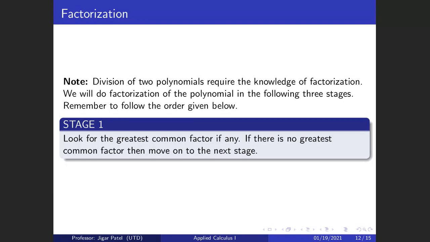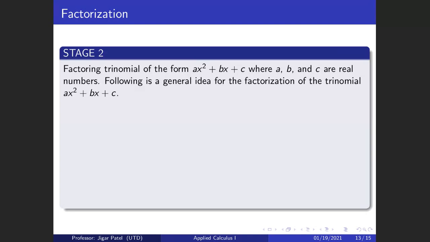All right. Stage number two, this is the special one and the one that you will be using repeatedly in this course. Factorization of the trinomial of the form ax squared plus bx plus c, where a, b, and c are numbers. You can think of this as a particular example, something like 3x squared plus 5x plus 2. a is 3, b is 5, c is 2. It is a trinomial, a polynomial with three terms. And I'm going to show you how to factorize the trinomial.